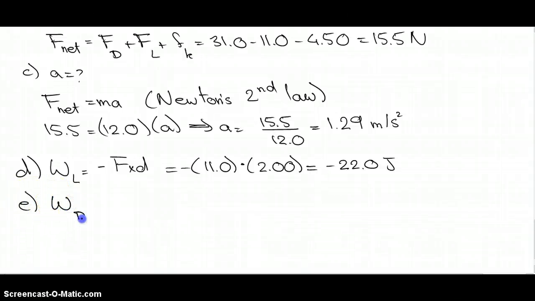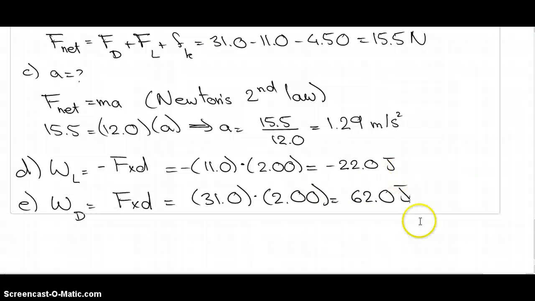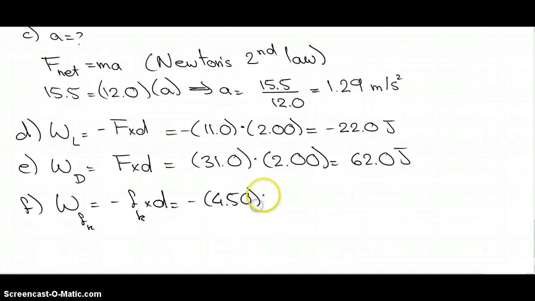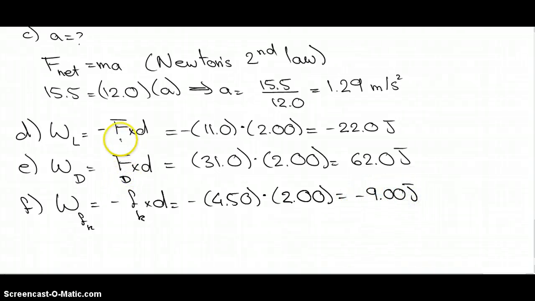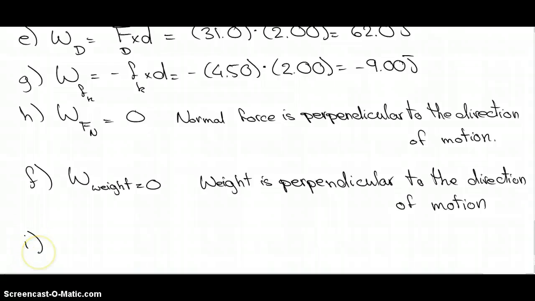She's doing negative work. While the work by Donesia is F times D, because she is pushing to the right and the motion is to the right. So Donesia does 62 joules. Positive work. She's contributing to the motion. The work by the friction is again negative the friction times D, because the friction is opposite to the direction of motion. And the work by the normal force is simply 0, because the normal force is perpendicular to the direction of motion. And I can say exactly the same about the weight.